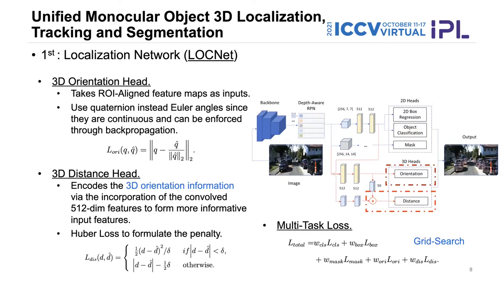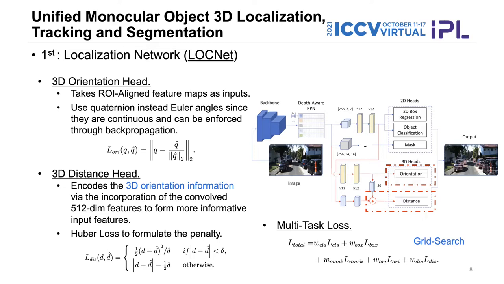So the orientation head takes the same feature map as the input to generate the 3D orientation output. Although the Euler angle representation is easily understandable and interpretable for 3D orientations, it is sensitive to non-injectivity and gimbal lock. So instead, we transfer the Euler angles to quaternions, since they are continuous and can be easily enforced through backpropagation.